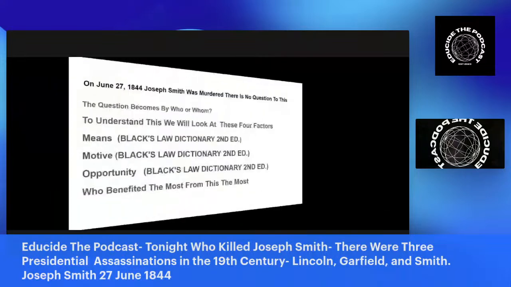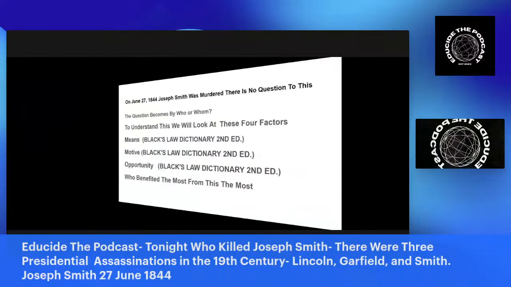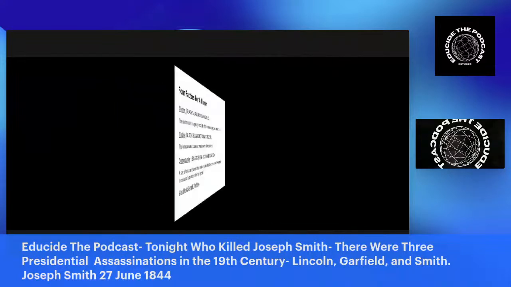On June 27th, 1844, Joseph Smith was murdered, and there is no question of this. The question becomes, by whom? To understand this, we will look at these four factors: means, motive, opportunity, and who benefited the most from this deadly deed. Four factors for a murder.